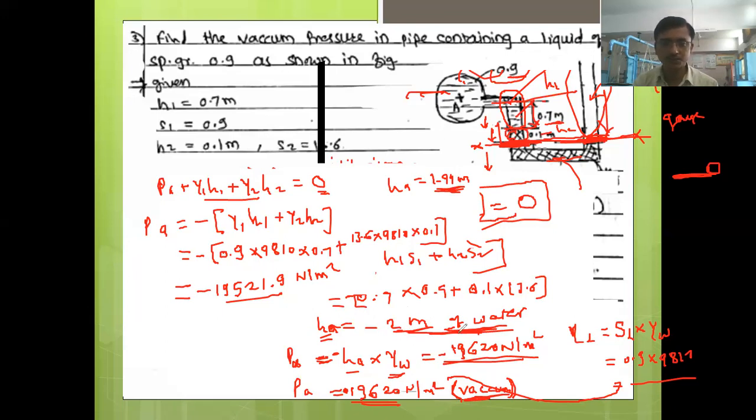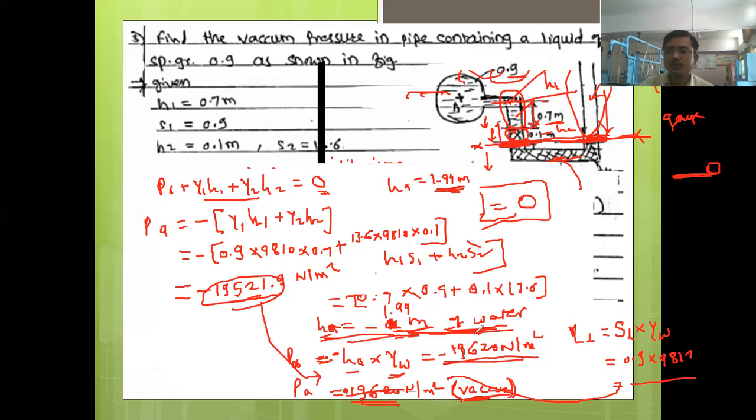Let us check it. 19521.9. 1.99 we have taken here. Instead of that, I will take 9810 into 1.99, and same answer you will get. So see here, H is equal to, instead of this 2, if you take 1.99 meter of water, exact value, then you will get the same answer. Whatever answer you are getting here, the same answer you will get.